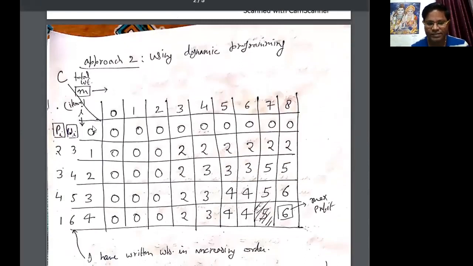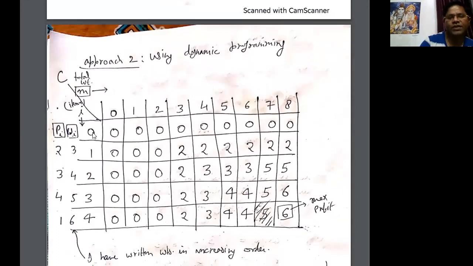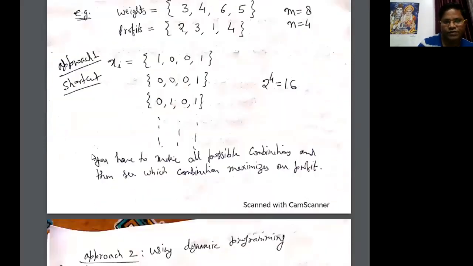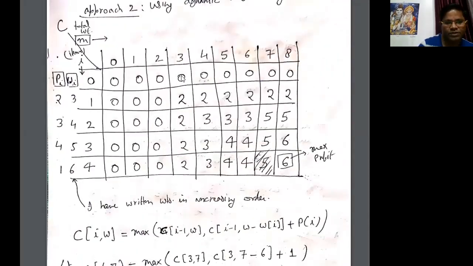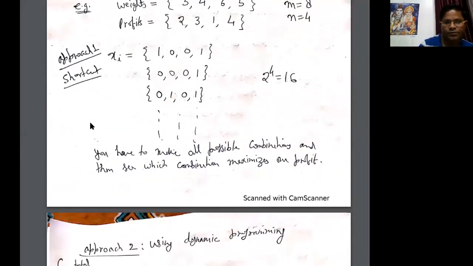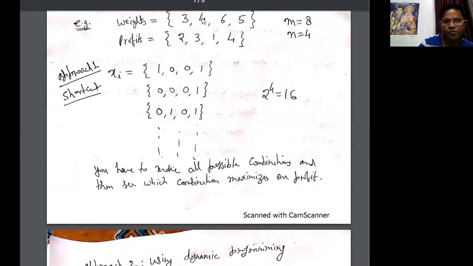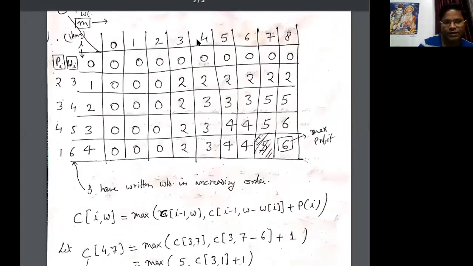On the left hand side of the items, I am writing the profit and the weight associated with each item. For item 0, we are not picking any item, so there is no profit and no weight associated with it. For the first item, i equal to 1, the weight is 3 and the profit is 2. For the second item, the weight is 4 and the profit is 3.